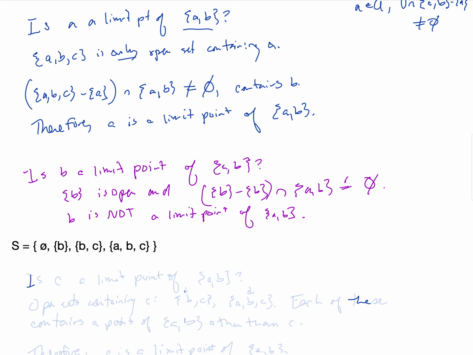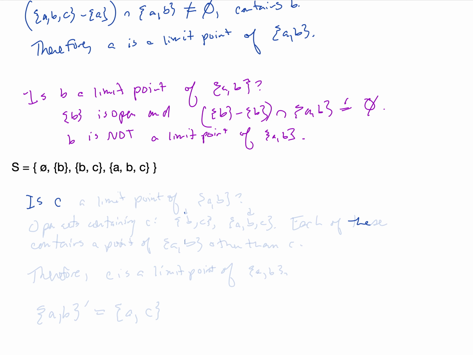Lastly, is C, the last element in the overall set X, a limit point of the set {A, B}? Well, let's see, what are the open sets containing C? The open sets containing C are the set {B, C} and the set {A, B, C}.